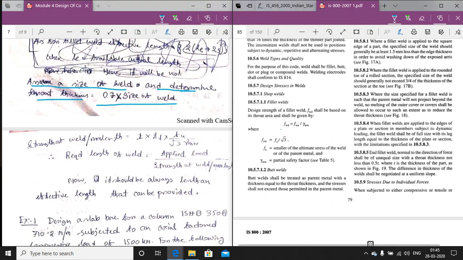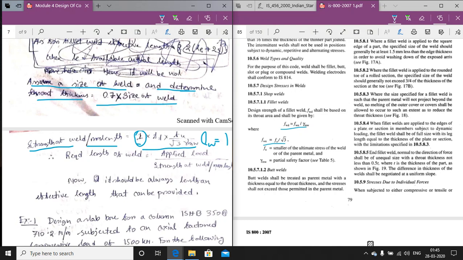That is fwd, the design strength of the weld. fwd is equal to fwn by gamma m0, that means fu by root 3 gamma m0 into area. Here we have to determine the strength of the weld per millimeter length. So if the formula is in terms of Lw, then Lw will be equal to 1. So this value is taken as 1.